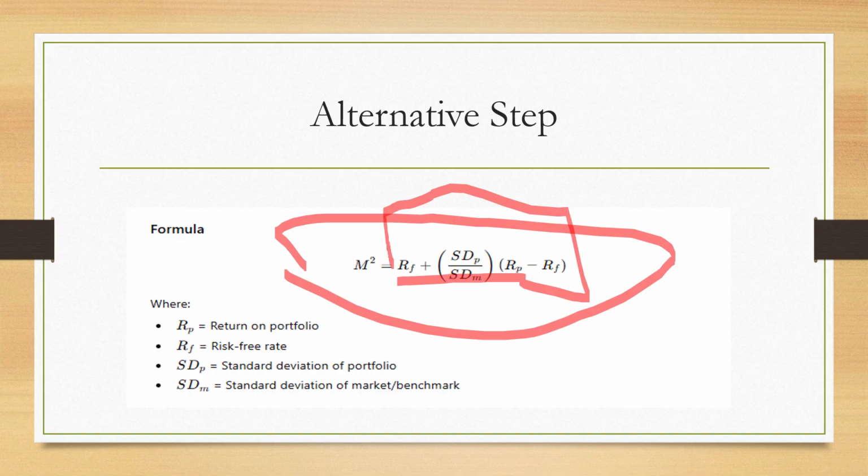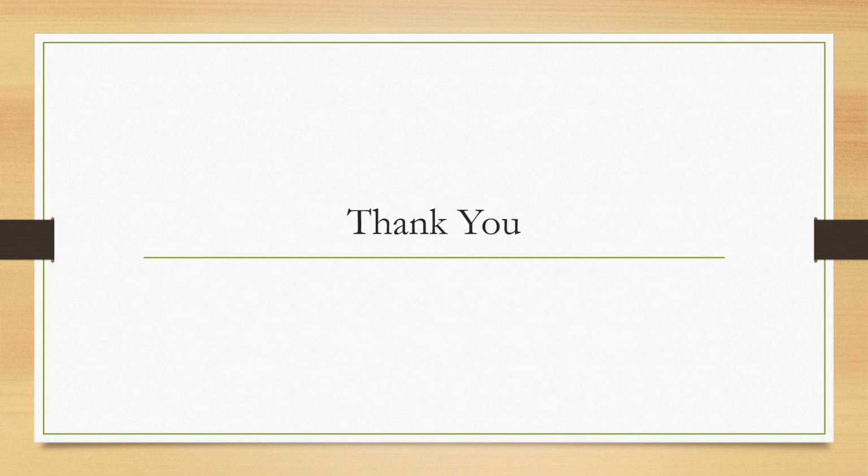The idea behind creating this video was just to let you know that this is a very simple step to arrive at the M² measure, and you can manually work on this at home. But remember the four things that we discussed. Risk adjusted return of the portfolio has to be calculated, and then it has to be compared with the standard deviation of the portfolio and the market to arrive at whether the portfolio has outperformed or not.